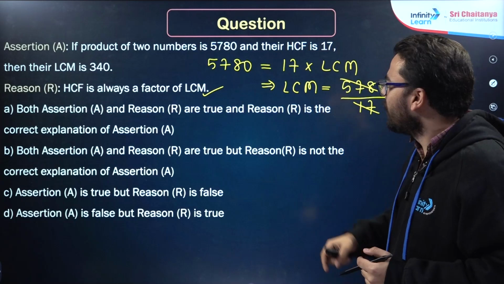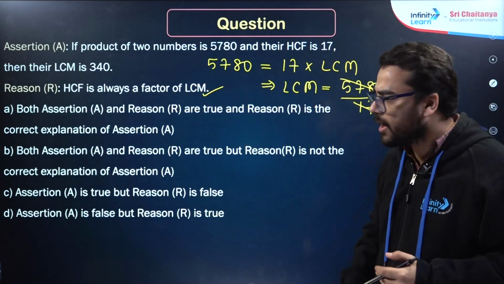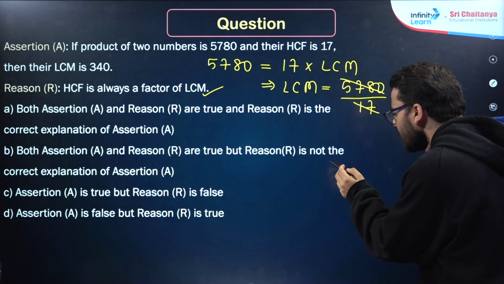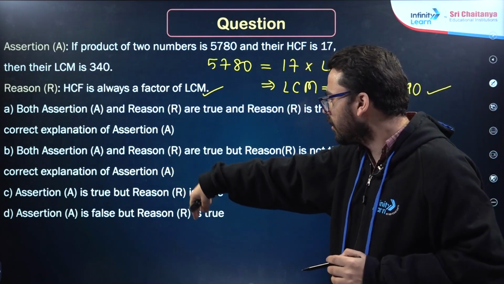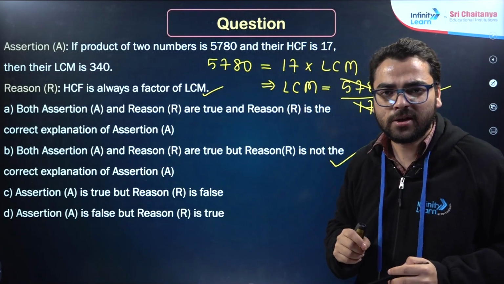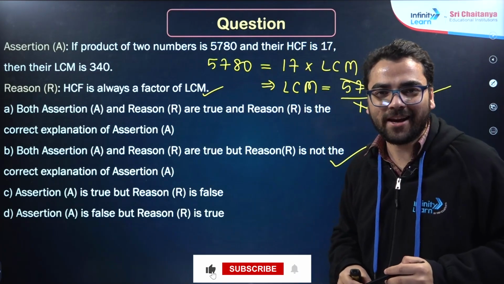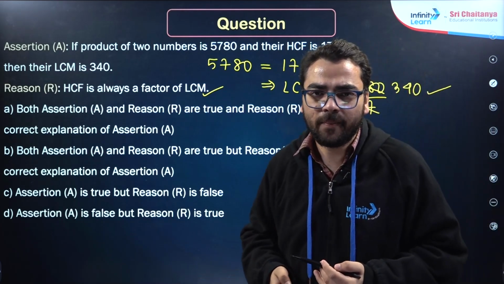But over here you see the assertion is true and the reason is also true, but the reason is not the correct explanation of the assertion. Therefore you will say option B is correct over here. So this is one of the important questions in this chapter.